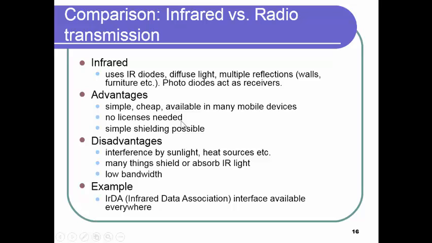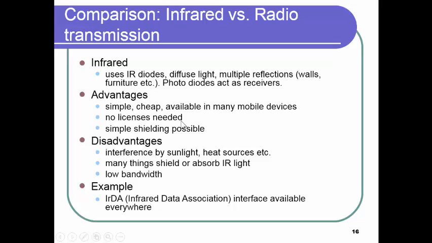So here with this infrared configuration, you will find simple shielding on the IR diodes. The disadvantage of this particular IrDA scheme is interference by sunlight and heat sources, etc. So if the light rays get mixed with the sun rays, at that time there is degradation in the performance. Also, if the temperature of the light emitting diodes or the IR diodes increases, again there is degradation in the performance.